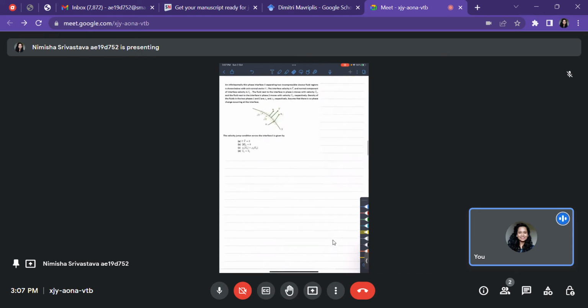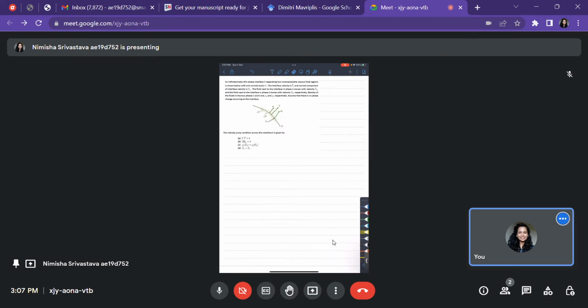Okay, let's have a look at what the first question says. The first question says that an infinitesimally thin phase surface S, which you can see, separating two incompressible viscous fluid regions is shown below with the unit normal vector n. The velocity of the interface is v, and the normal component of the interface velocity is vn.